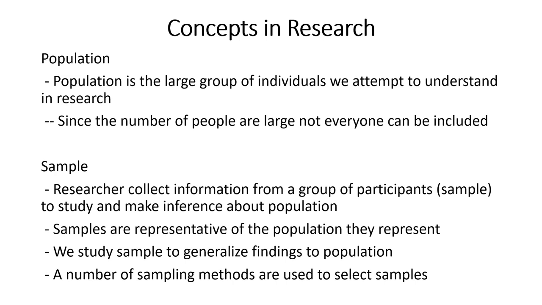Now, samples are representative of the population they represent. As I just discussed, when I take a sample from a population, I assume that everyone in the population is represented in the sample, or at least everyone in the population has an equal chance of being represented in a sample. And how do I assure that? I use something called random sampling, which means that I pick people randomly from the population into the sample, and this is how I will make sure that my sample is representative of the population.